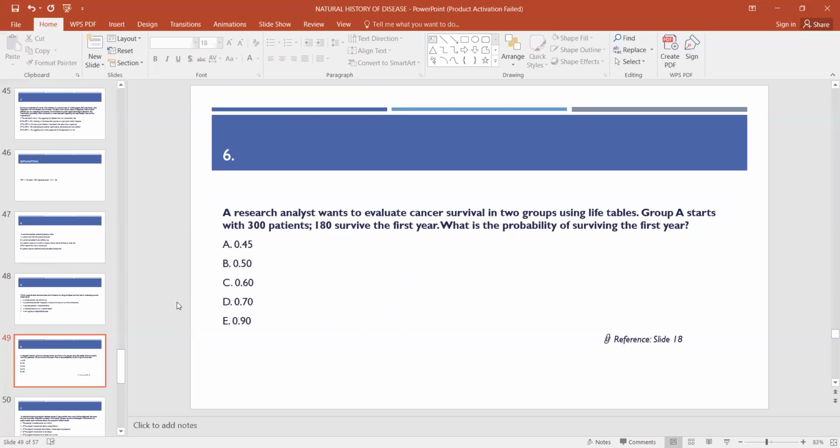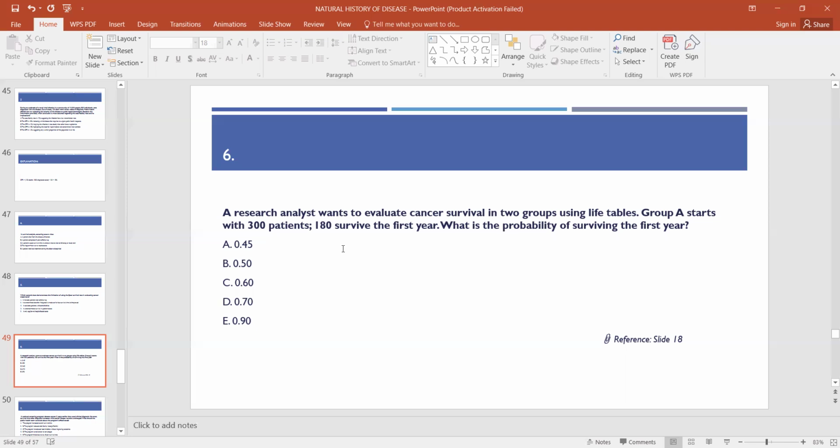MCQ number 6. A researcher wants to evaluate cancer survival in two groups using a life table. Group A starts with 300 patients and 180 survived the first year. What is the probability of surviving the first year? A 0.45, B 0.50, C 0.60, D 0.70, E 0.90.